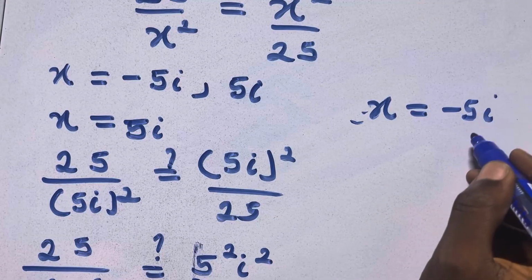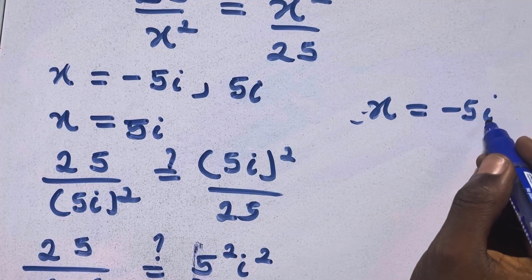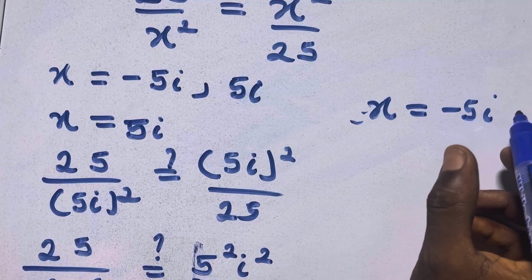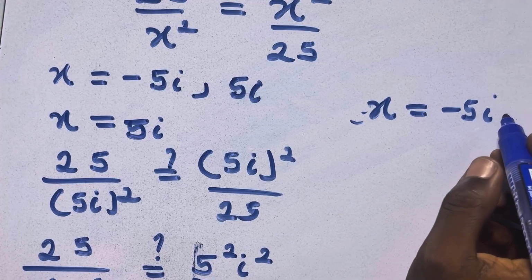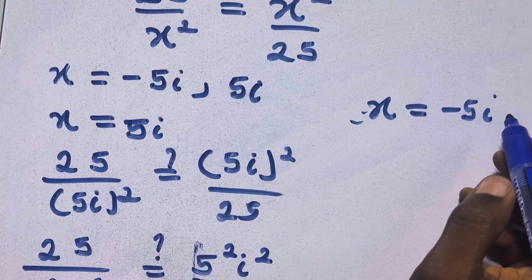For the other solution, which is x equals minus 5i, I hope you can hear me verify this.